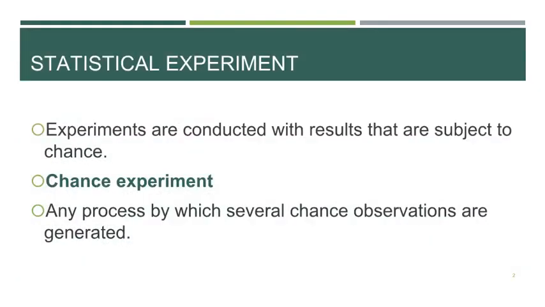Experiments are conducted with results that are subject to chance. That is why statistical experiment is also called chance experiment. Statistical or chance experiment is any process by which several chance observations are generated. Say for example, a chance experiment of randomly selecting a female who enters a store, and buy a makeup.